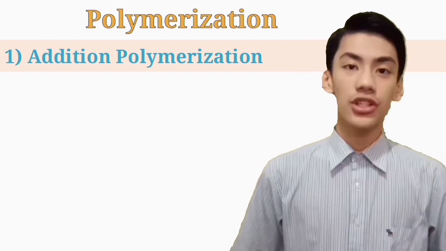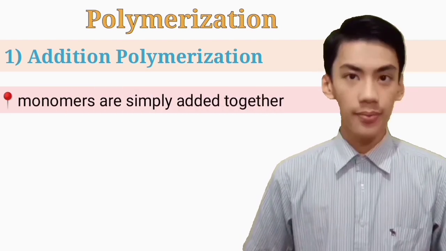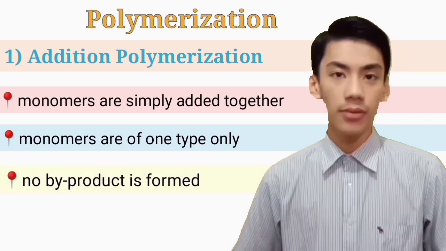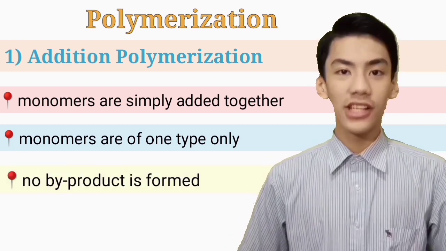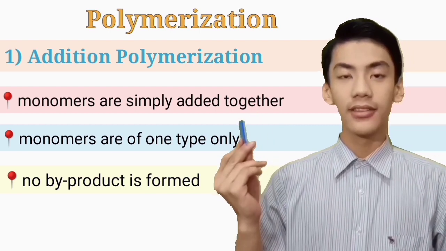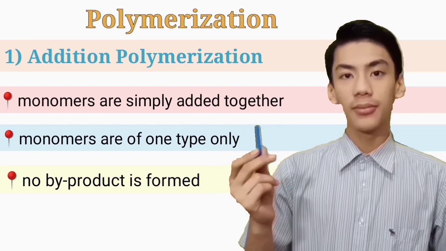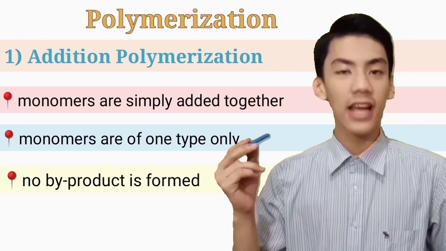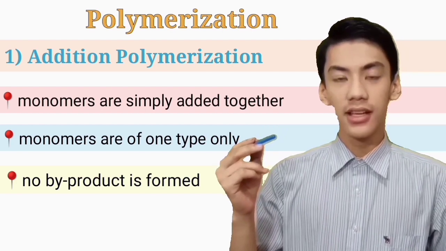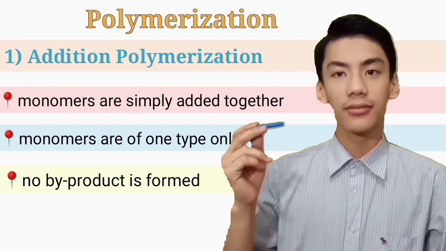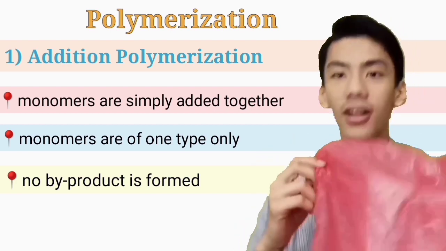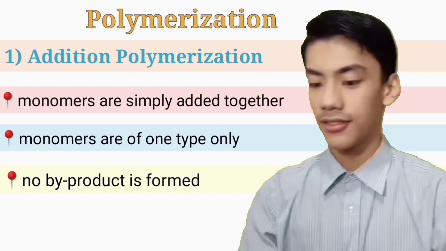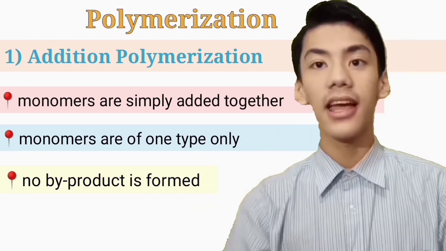In addition polymerization, the monomers are simply added to each other. The monomers involved are identical or only have one type, so no byproduct would be formed. Basically, addition polymerization is just like using one type of crayon. Think of this blue crayon as your monomer. If we stick many blue crayons together, it would only form a long blue chain, right? Nothing more, nothing less. We just simply add the monomers together. Examples include polyethylene, polyvinyl chloride, Teflon, polypropylene, and such.